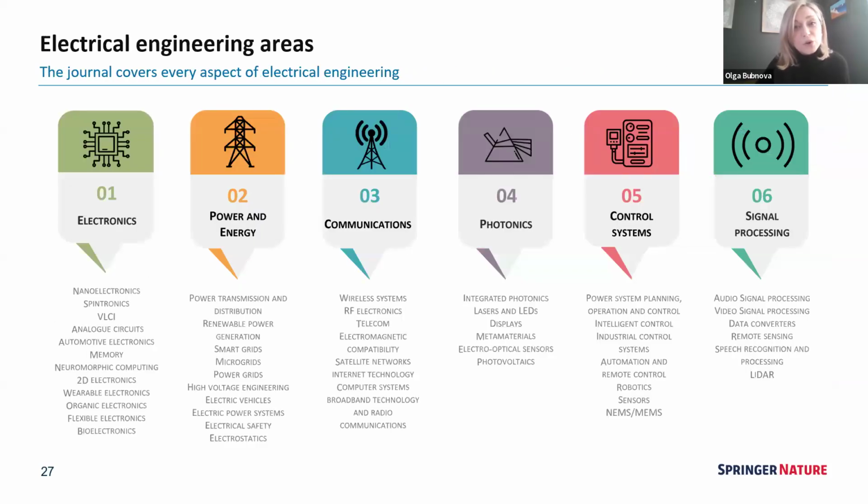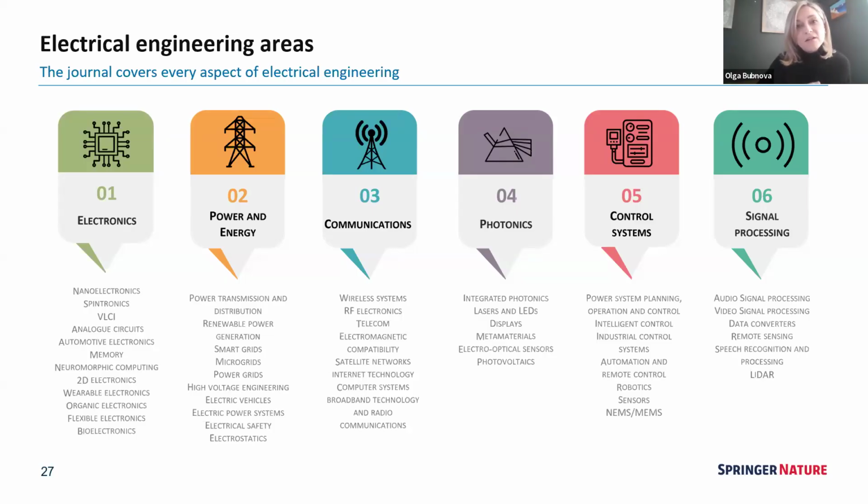Now let's talk about the scope a little bit. It is a huge area, like I said, 400 plus subfields, but we can roughly divide it into 6 major areas: electronics, power and energy, communication, so telecommunications, that's what I mean by it, photonics, control systems, which is robotics basically, and signal processing. They are very much intertwined. There's a lot of overlap between all of them, and it's difficult to have a clear-cut division, but that's the best we can do to understand the field better.